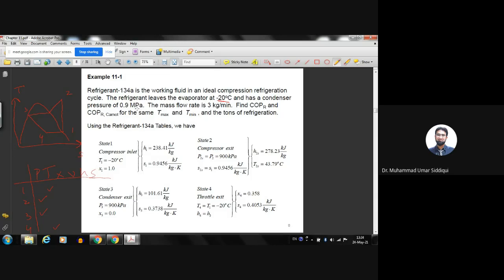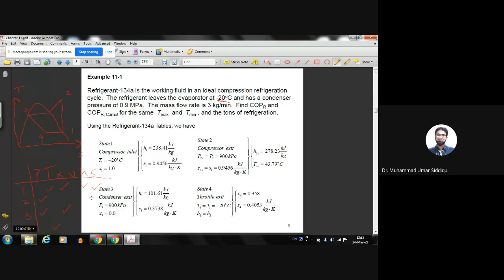The mass flow rate is 3 kg per minute. Now we need to find out the COPs. There are two things pretty well understood here: state point 1 should be saturated vapor, and state point 3 should be saturated liquid. So we know X for state points 1 and 3. Now we can do our analysis. Since we know T and X at state point 1, we can find H and S, because 1 to 2 is a compression process, so we consider it to be isentropic.